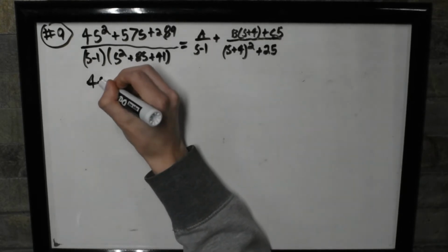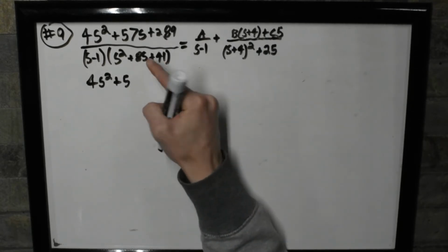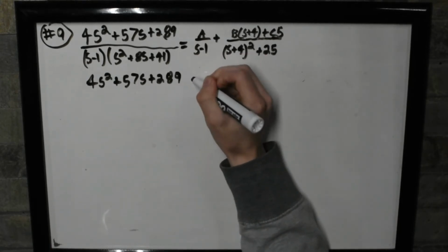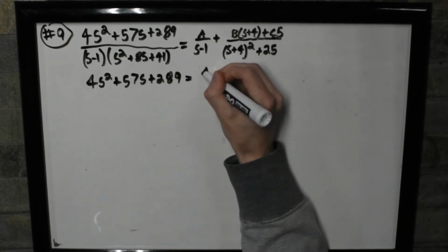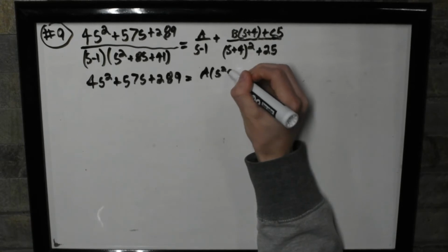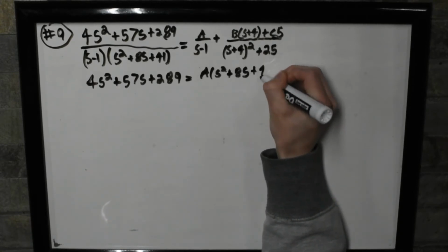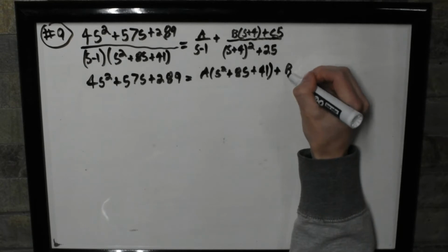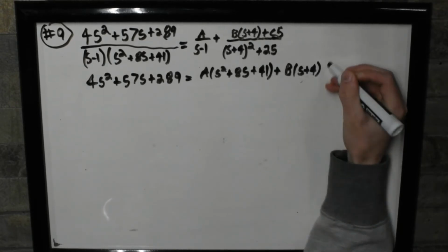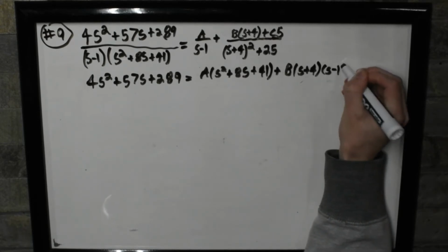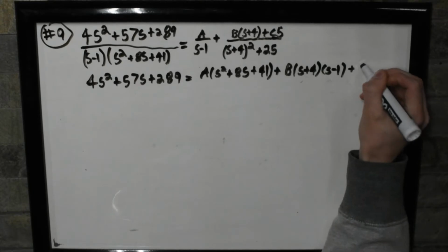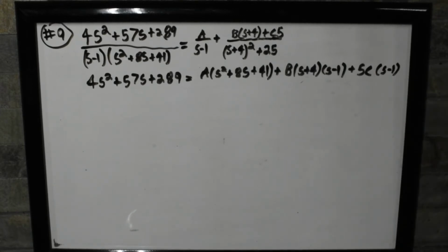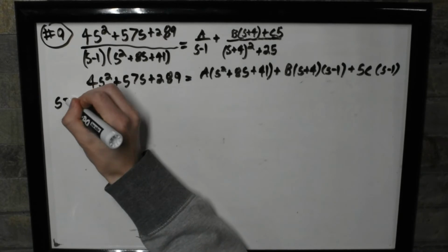So the first thing you do is you multiply both sides by this denominator. And rewriting, you get 4s squared plus 57s plus 289 is equal to a times, well, s squared plus 8s plus 41, plus, well, this is going to cancel, and we're going to be left with b, s plus 4, s minus 1, and 5c, plus 5c, s minus 1.